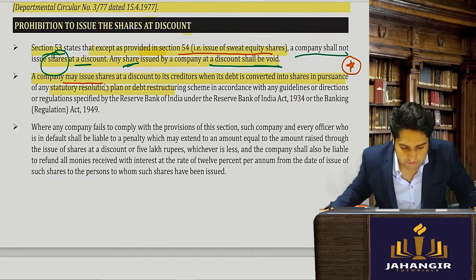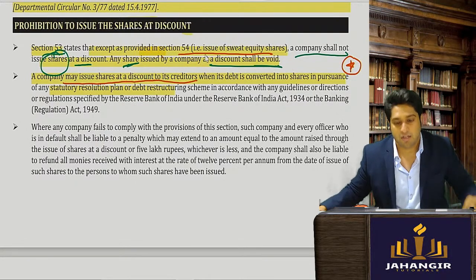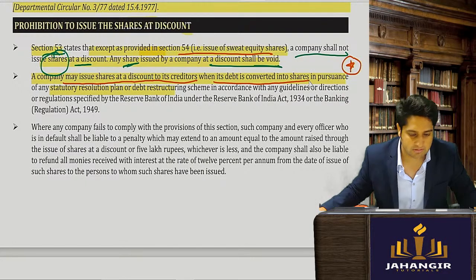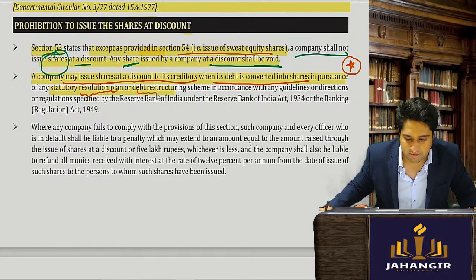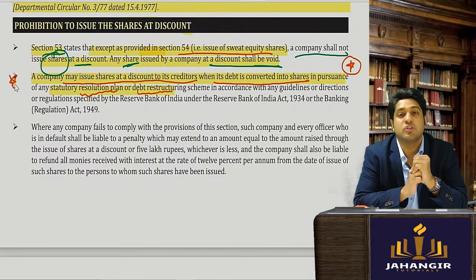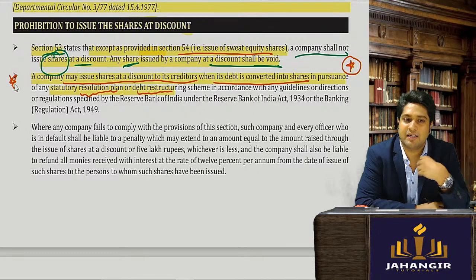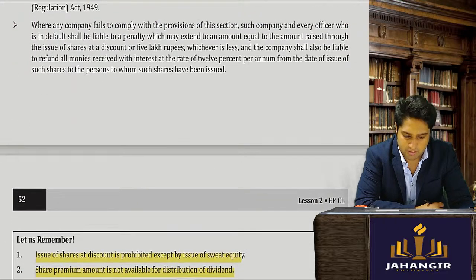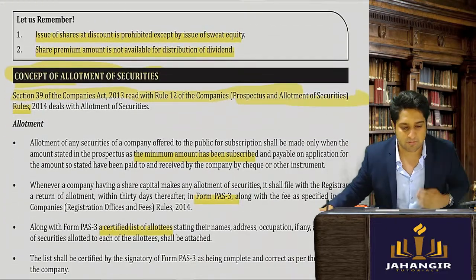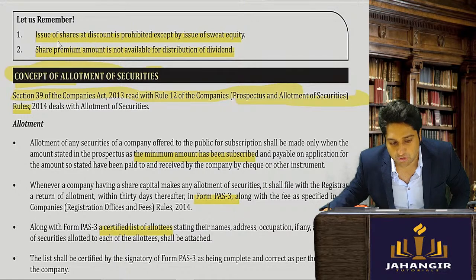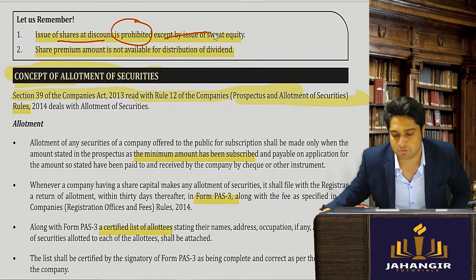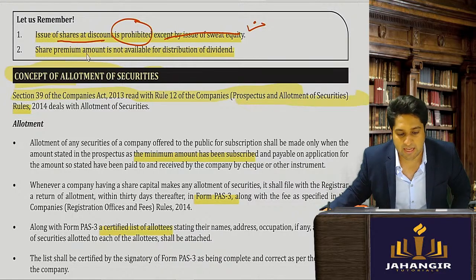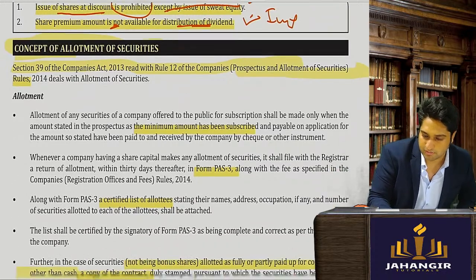A company may issue shares at discount to its creditors when the debt has been converted into shares pursuant to some resolution plan or restructuring plan according with the guidelines of government. Concept clear? So sometimes when the creditors could not be paid and the company says that I'll give you so much stake, you please take more stake in my company, and shares can be issued at discount. So two things. Issue of shares at discount is prohibited except by sweat equity. Sweat equity is allowed. Share premium is not available for distribution of dividends. So both of these things are important.